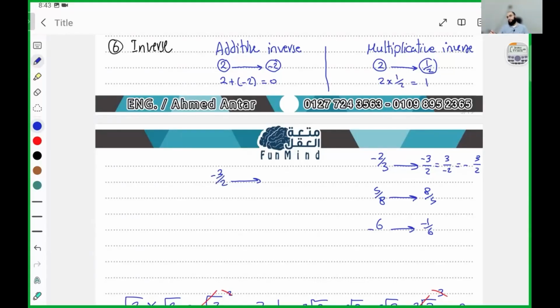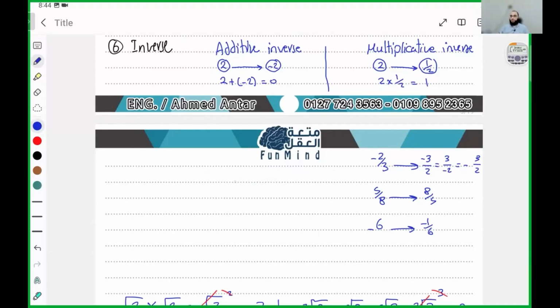2 over negative 3? No. That's the multiplicative inverse. If you wrote it as negative 2 over 3, this is a multiplicative, not an additive inverse. Then I say, make the fraction itself, only change the sign. Okay. Then it's going to be what? Only 3 over 2. This is negative 3 over 2. This is positive 3 over 2.